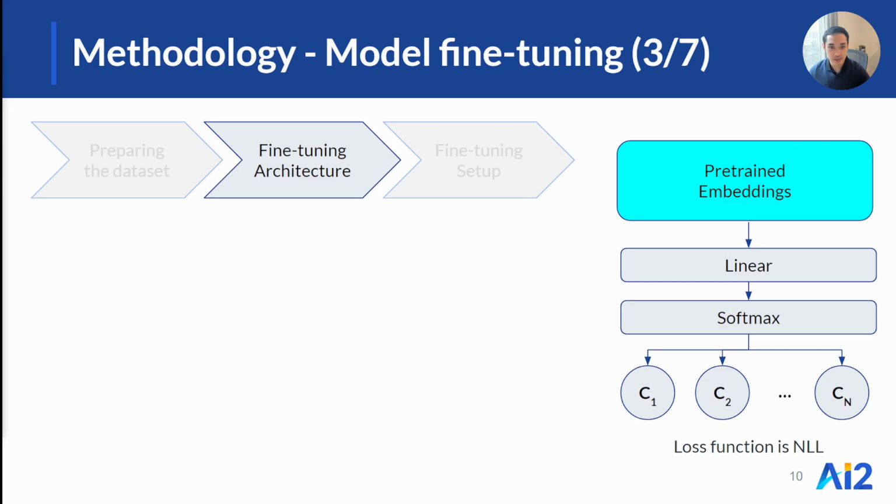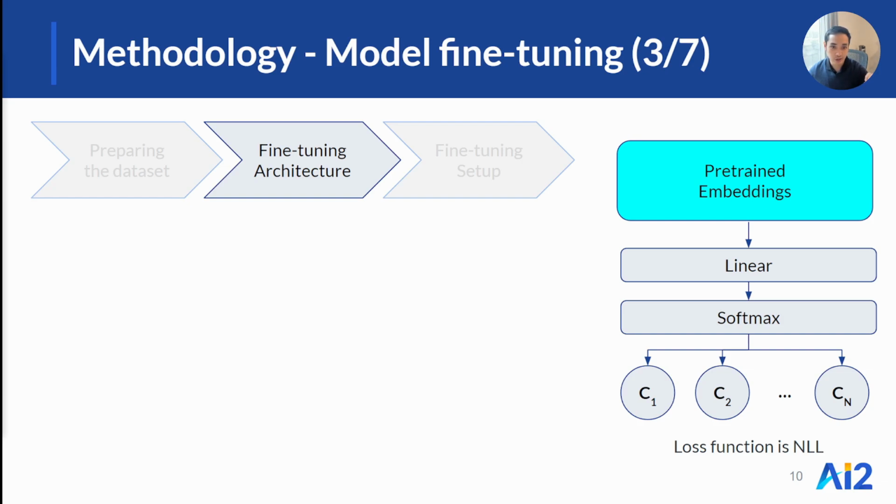I also want to spend some time talking about the architecture of our fine-tuning network. The setup, as you see on the right, is quite straightforward. Again, we pass the pre-trained embeddings to a linear layer, followed by a softmax layer to obtain the logits and eventually the class probabilities. Then the loss function is minimizing negative log likelihood. What only differs for each task, that is, part-of-speech tagging and morphological annotation, is what the classes represent.